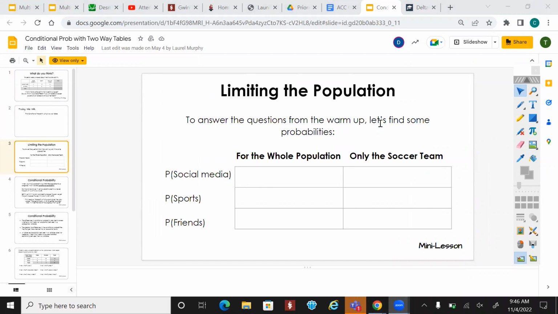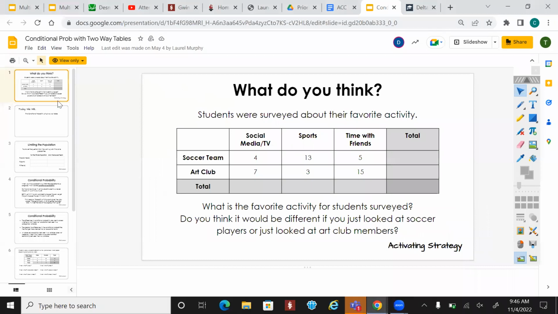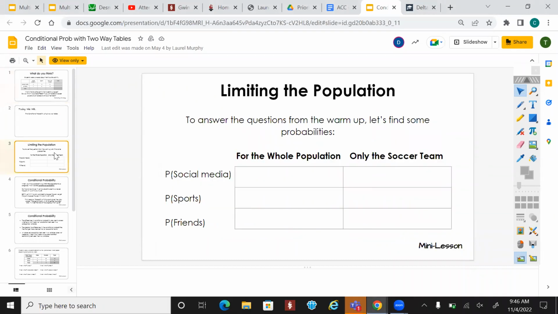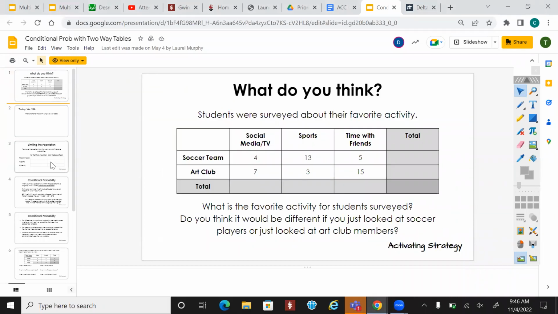Okay, so we're going to use that little table from the warm-up. So hopefully you have that down. If you don't, shame on you.